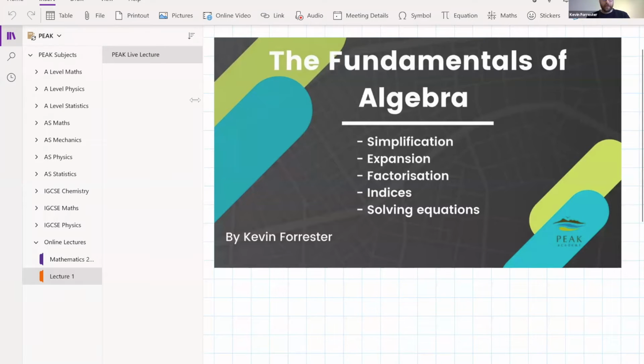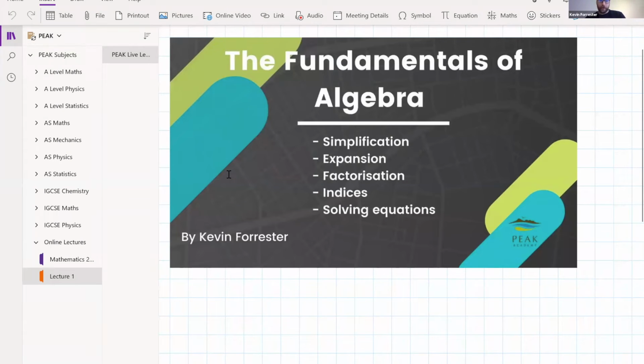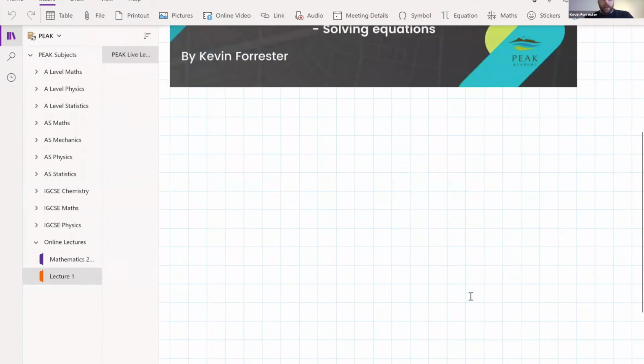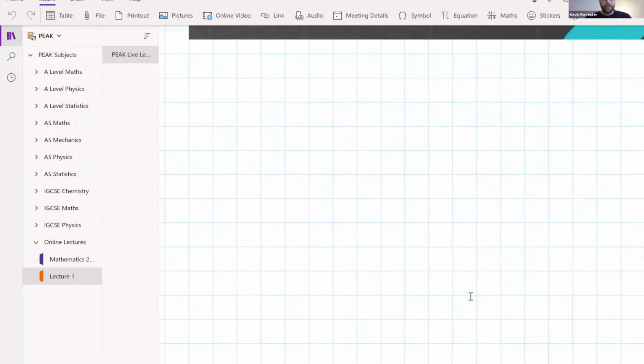Right, so fundamentals of algebra. This is what we're going to be covering today. And yeah, let's get in. So the first thing I'd like to cover with you guys is simplification. So if you're not familiar with algebra, please just watch along and see if you can pick up a few cool little tips and tricks on how to do some of these concepts. So the first thing is simplification.